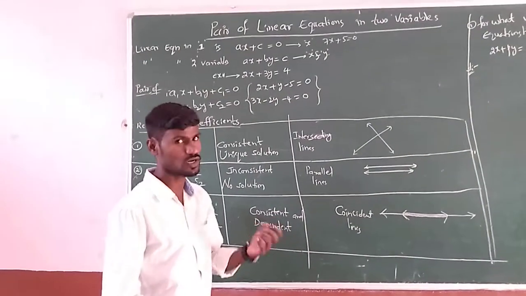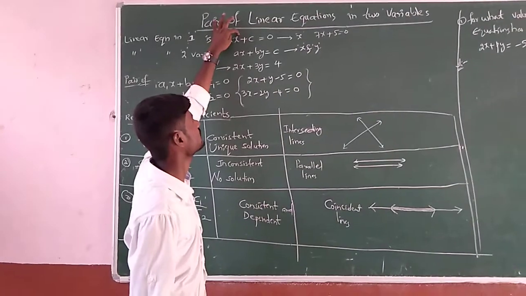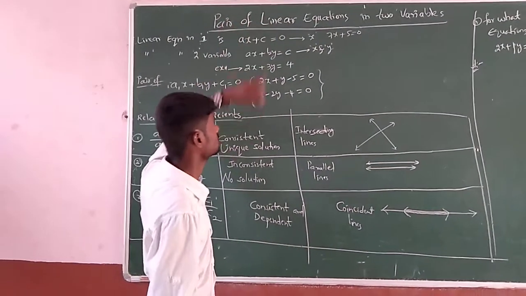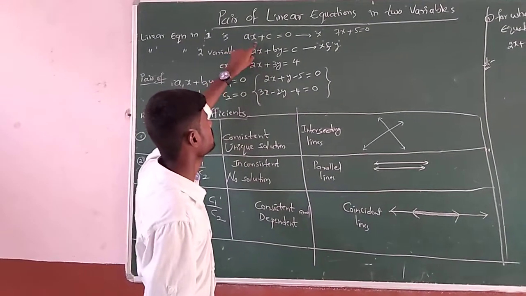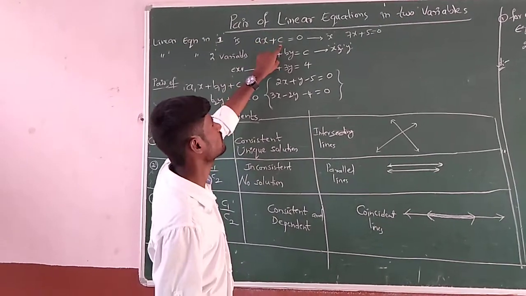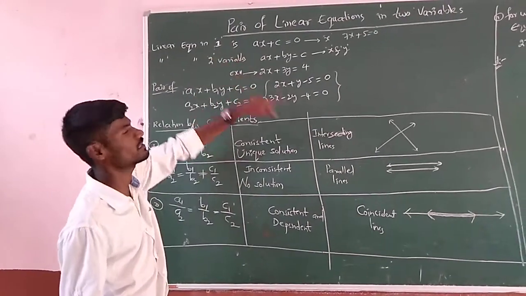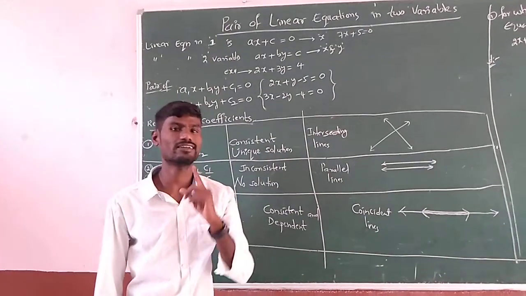If it is 2, quadratic. If it is 3, cubic, like that. If it is order 1, meaning degree 1, that is said to be a linear equation. That is of the form ax plus b, some constant, equal to 0. If it is in only one variable, that is said to be a linear equation in one variable.